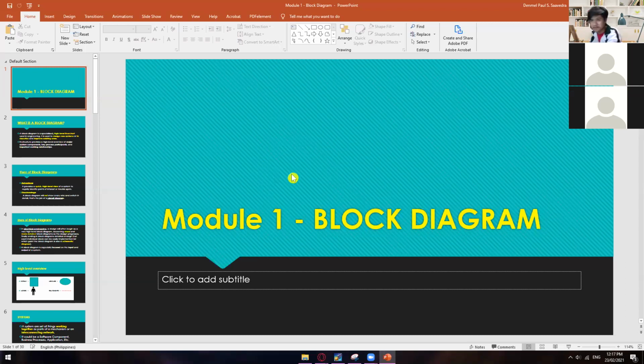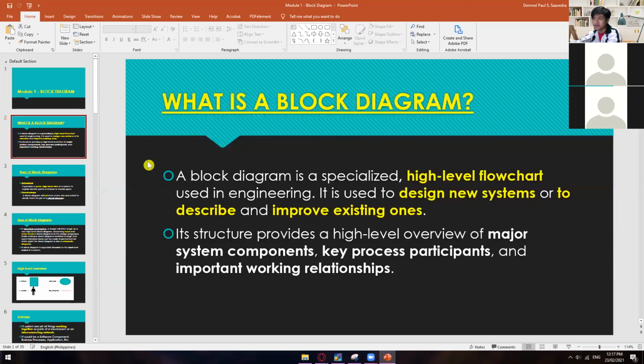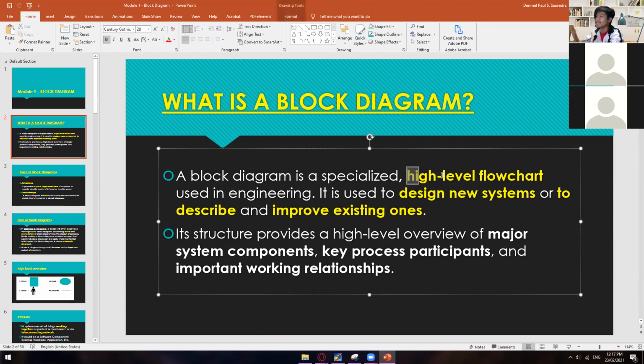All right. So our topic for the day is block diagram. First, we have to define what a block diagram is. As you can see, this one is a high-level flowchart. This block diagram falls under flowcharts, wherein it is a high-level kind.